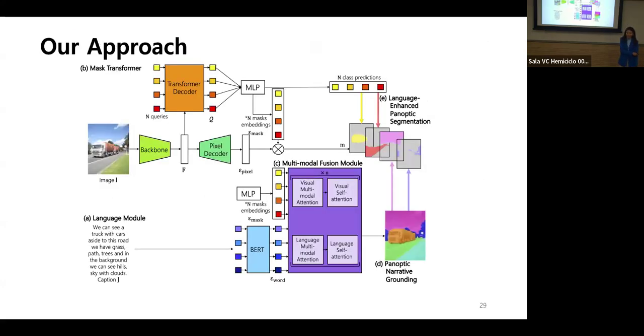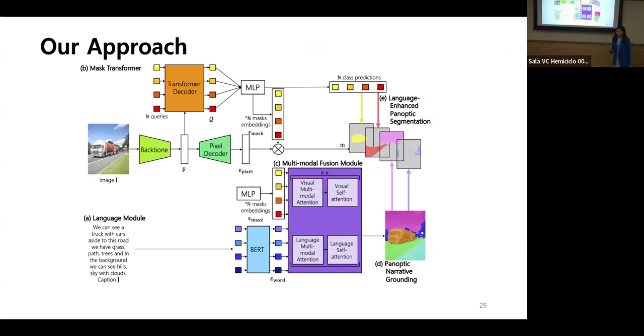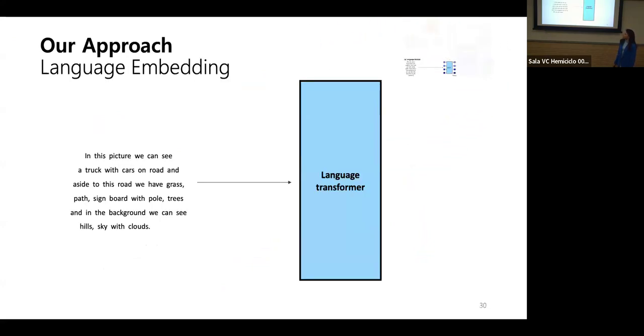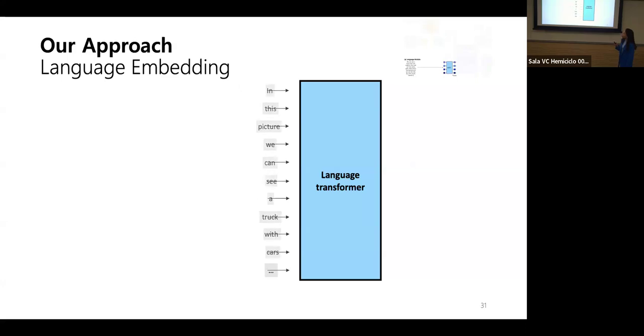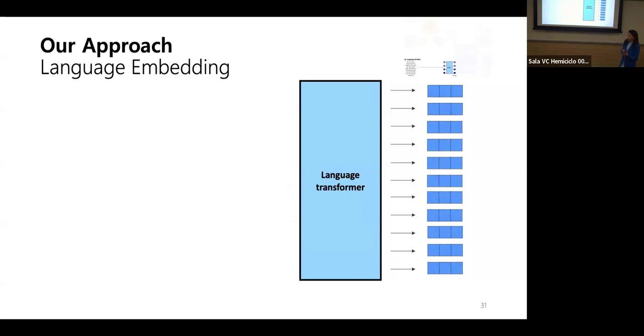Okay, so the research question that we want to solve is how can we develop a method to build a joint representation space that effectively integrates visual and language information? This is an overview of our method, which I will now explain in detail. The first thing that we have is the long text descriptions, and we tokenize them and pass them to a language transformer to learn some embedding representation for this modality.